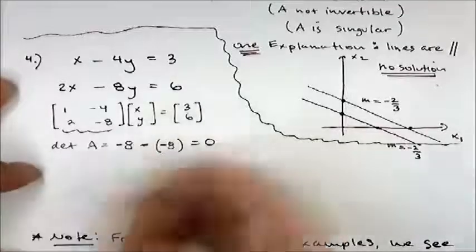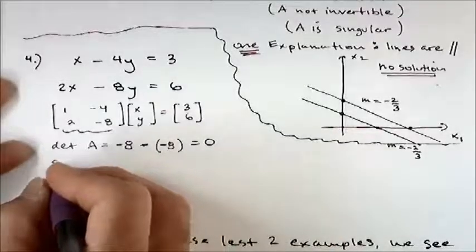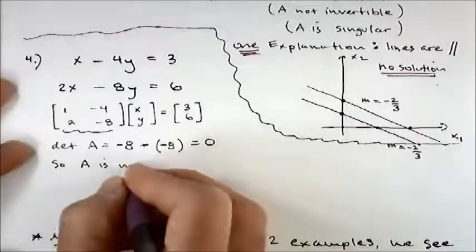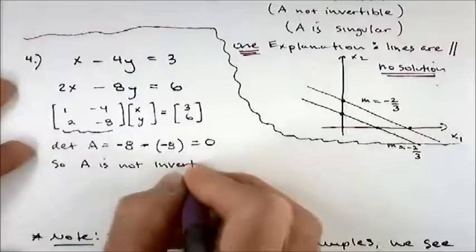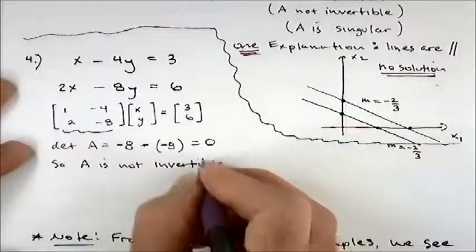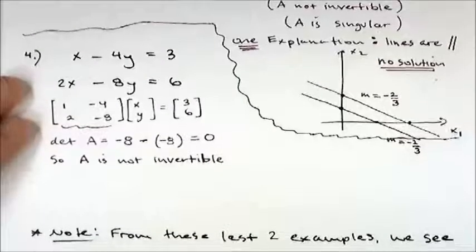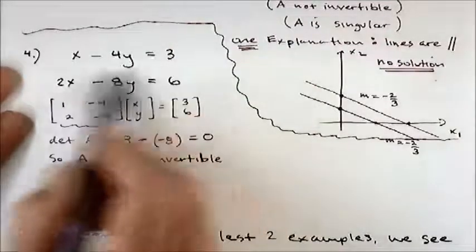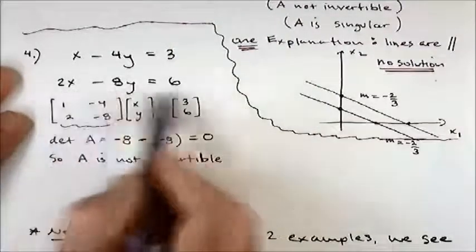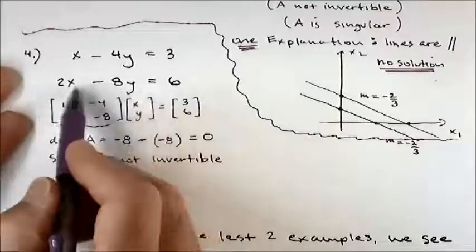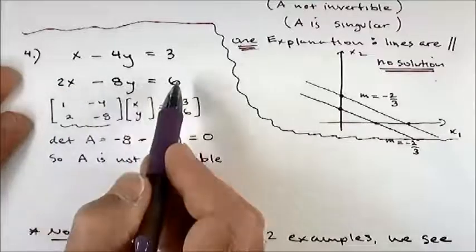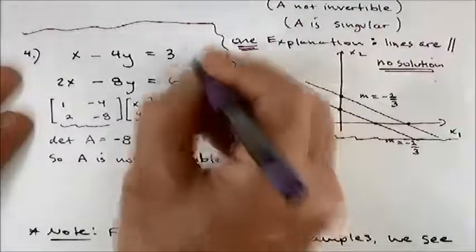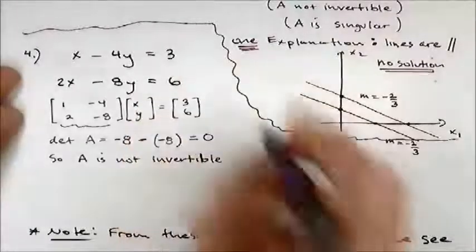Which means I right away know if my determinant is equal to 0, A is not invertible. But what's the reasoning here? Maybe it's easier to see here on this one than the one I did before. What would you get if you took this equation and divided it by 2? If you divide every single thing by 2, that's going to give you x minus 4y equals 3. What's going on here, in fact, is these are actually the same line.